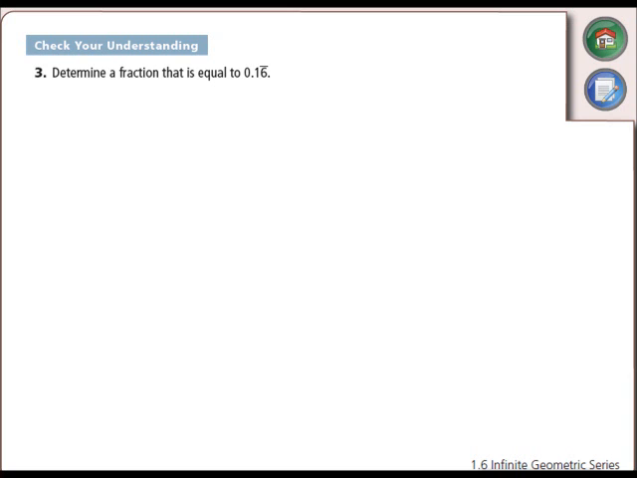Let's break it up. We've got 0.16. Those 6's keep going on. So this is just like the first question, except we got a 0.1 to start with. And then we've got a 0.06. Then we've got a 0.006 and a 0.0006. And on and on and on.